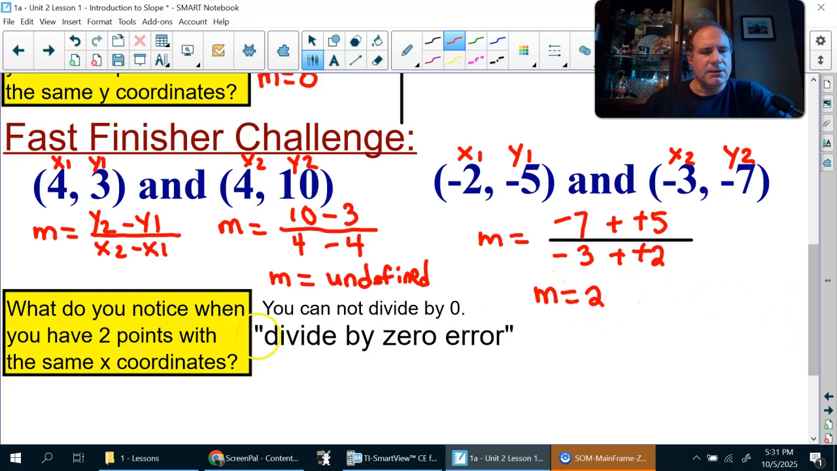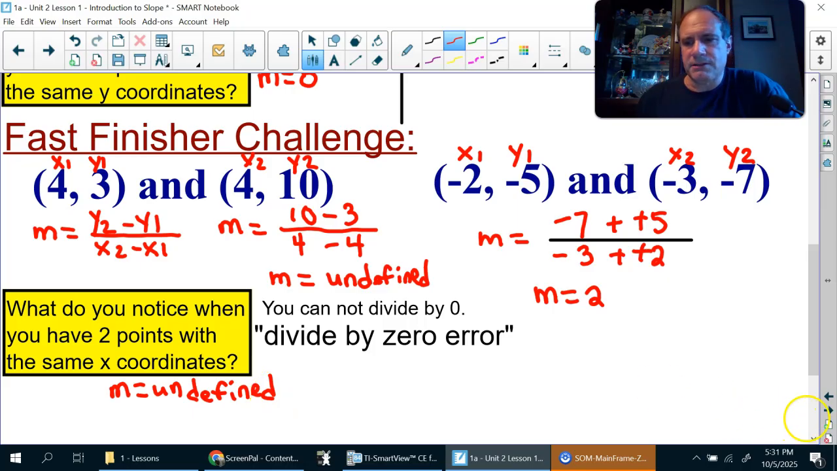And that's it. What do you notice when 2 points have the same x coordinates? Well, the same x coordinates means the slope is undefined, because you cannot divide by 0. The slope is undefined.